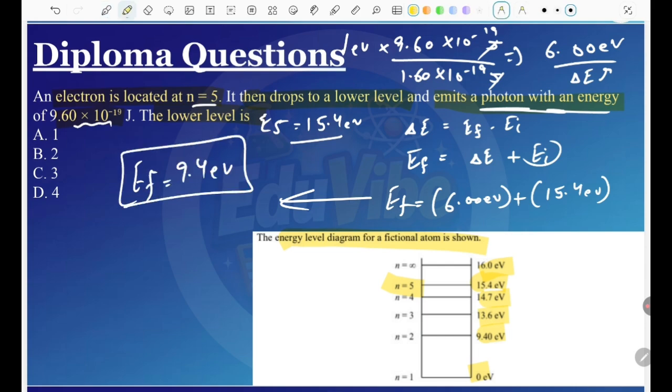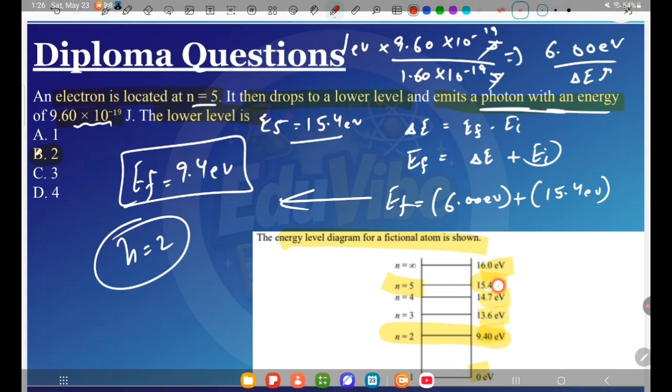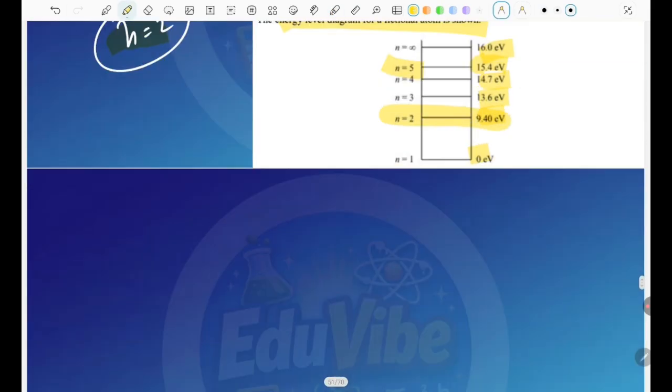Now you have to check which range 9.4 lies in, for which of the following n. 9.4 eV is basically n equals 2, which is the B part. So that's a simple kind of question. You have to know this formula, and that all the things should be in eV, because the shells are always given in eV. The energies of every n are given in eV. So this is your answer: n equals 2.